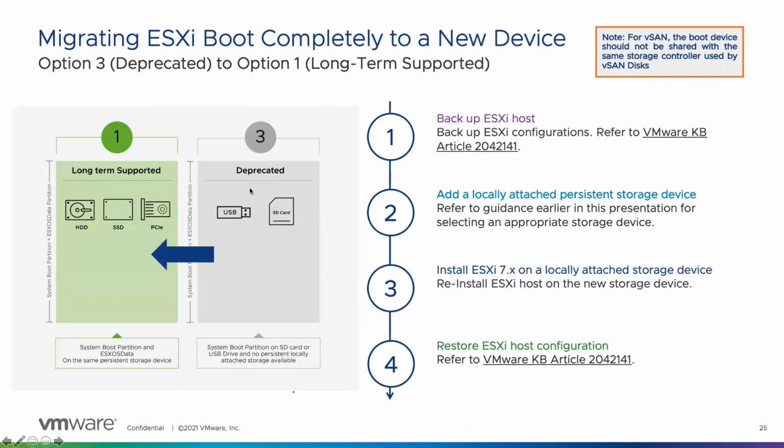What if I want to completely move away from SD card or USB drive? Well, in that case, you can back up your ESXi host configuration, add the locally attached storage device, then reinstall your ESXi host completely on the newly attached storage device, and just restore your ESXi host configuration. The KB article 2042141 explains the backup and restore of your ESXi host. But in short, you can easily go from option number 3 to 2 and option number 3 to 1, which is basically eliminating the usage of SD card and USB drive.